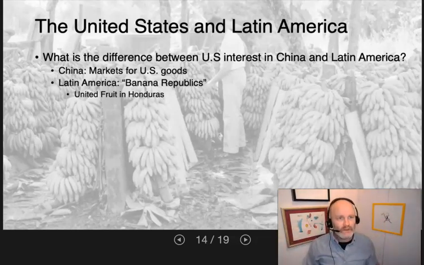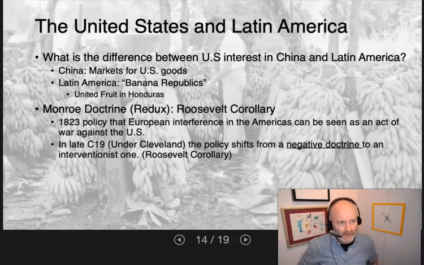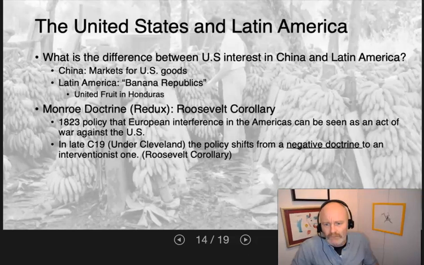So this is what the United States is doing in Latin America through their policies. Remember, the policies in the Pacific are not belligerent towards Asia. The policies in Latin America are a little bit more belligerent.